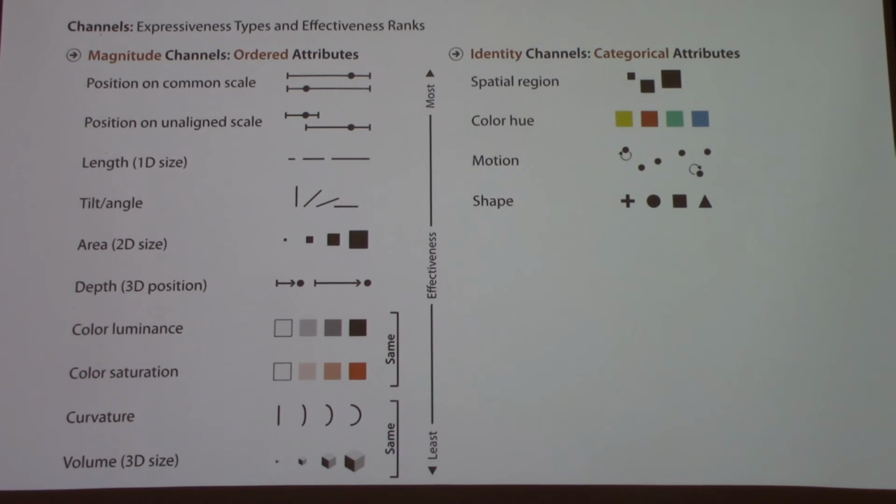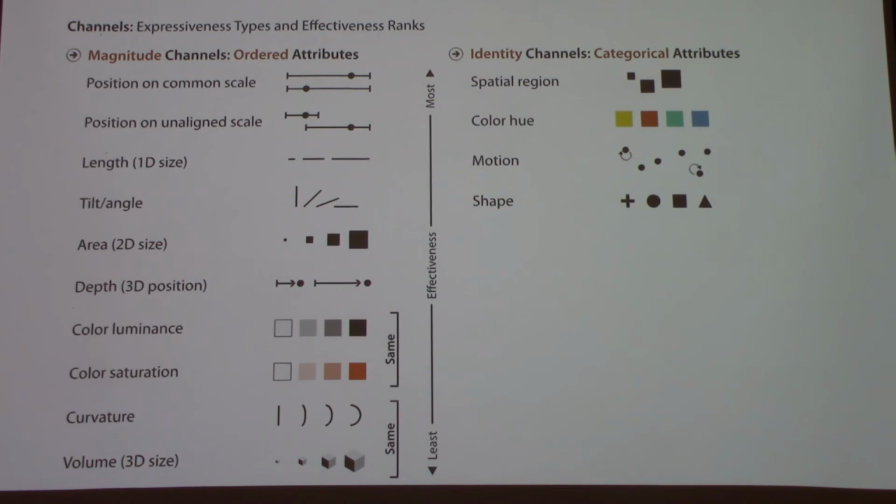So this is the classification that is in the book, Visualization Analysis and Design. You have position on a common scale, position on an unaligned scale, length, which is essentially 1D size, tilt, angle, area or 2D size, depth, like a 3D position, color luminance, color saturation, curvature, and volume. And this here is ordered by effectiveness.